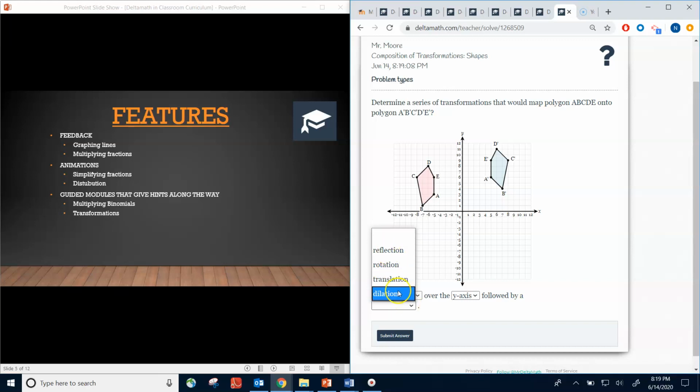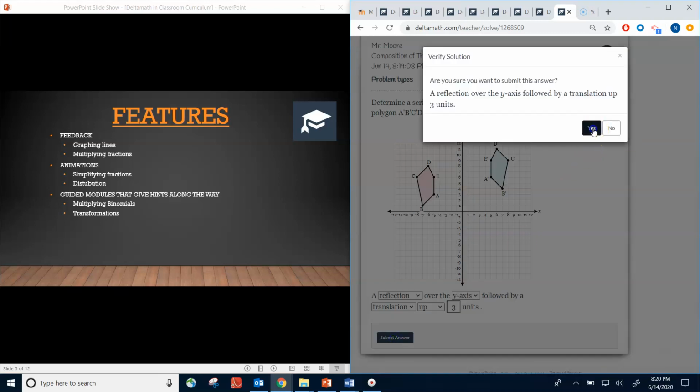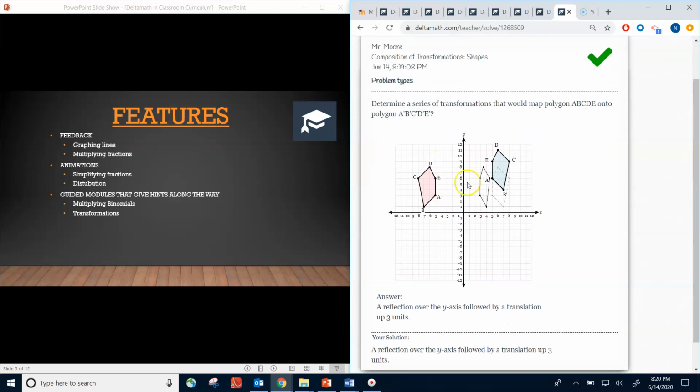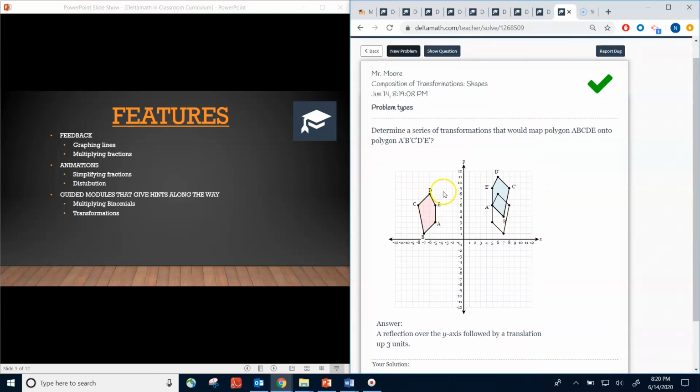Then it's going to ask, well, what do you have to do next after you do that to get it to map onto here? I'm going to say a translation, and it's going to move which way? Up, down, left, or right? Well, it'd be what? 1, 2, 3, 4, 5, 6. So that would be 1, 2, 3. So it's going to go up about 3 units. Let's see if I got that one right. Submit. Yes. Oh, and it kind of shows me exactly what I was trying to do. It will do this for dilations, for other things as well. So it just shows a great kind of animation tool for that.